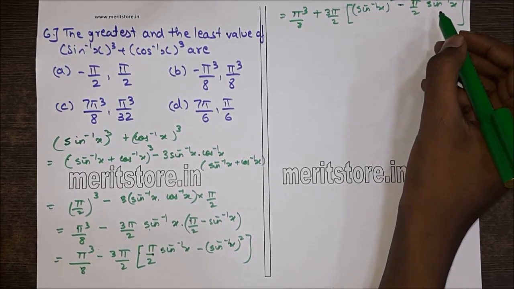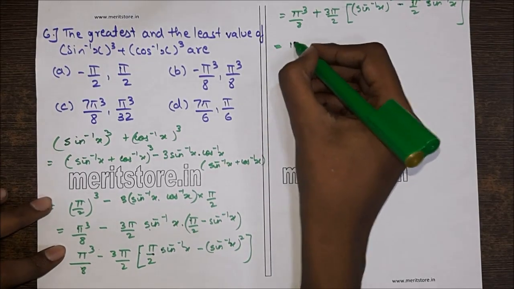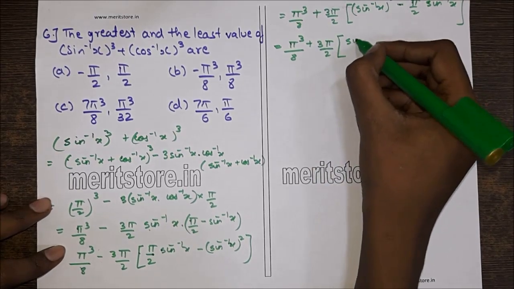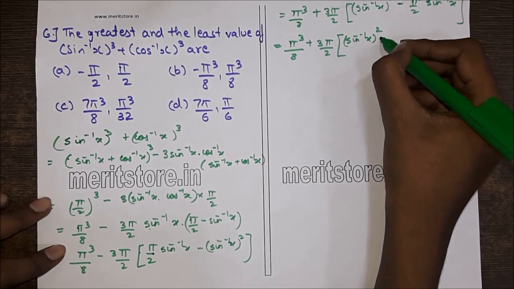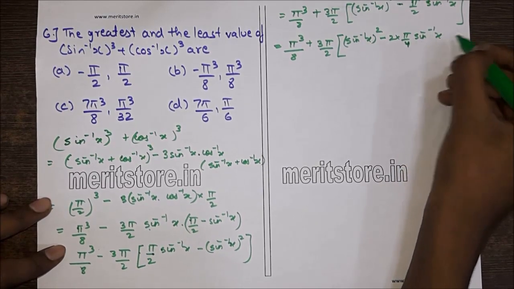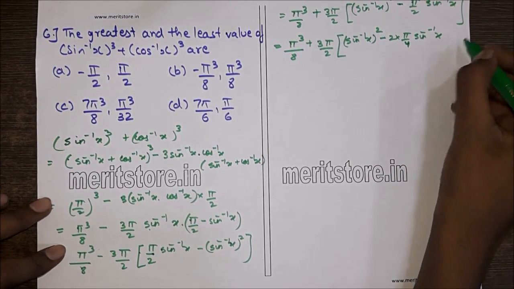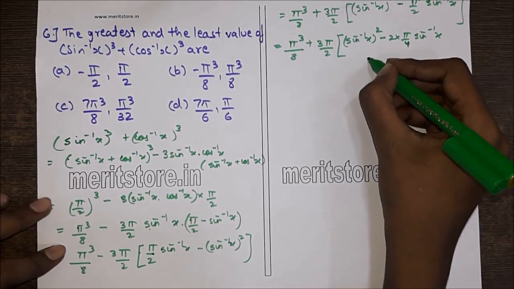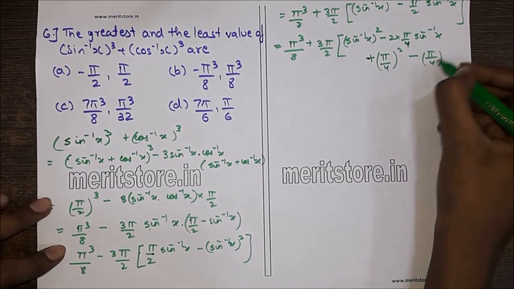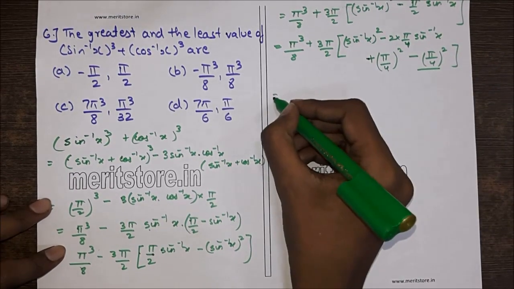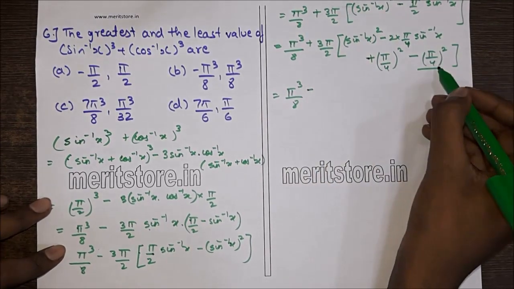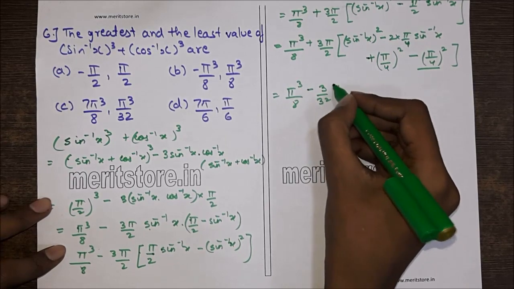Now we add and subtract pi cube by 16. So here it is pi cube by 8 plus 3 pi by 2 sine inverse of x square minus this can be written as 2 into pi by 4 sine inverse x, and now we add and subtract pi by 4 the whole square, that is pi square by 16. So this is plus pi by 4 the whole square minus pi by 4 the whole square. We take this term outside the bracket, so we get pi cube by 8 minus 3 pi upon 2 into pi square by 16 is 3 by 32 pi cube.